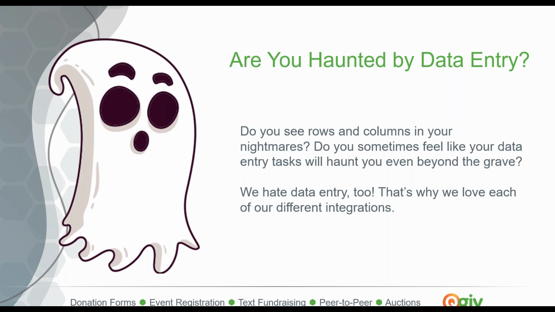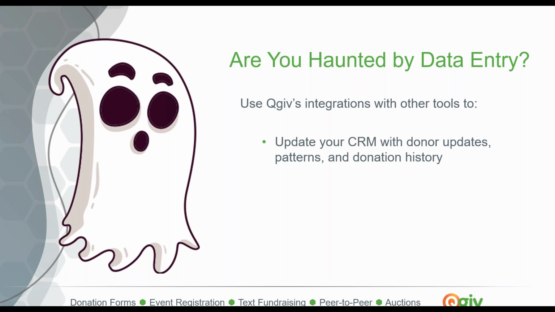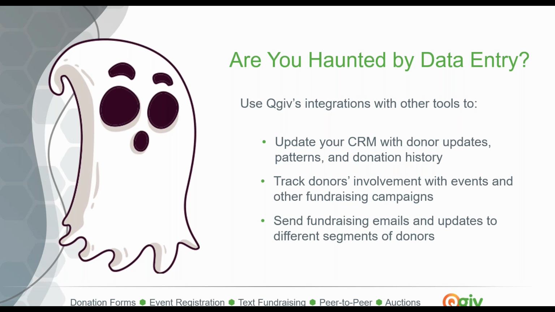We hate data entry at Qgiv. A lot of us do anyway, and that's why we love our different integrations. We've got a ton of different integrations that can make your life a little easier. You can set your integrations to update your CRM. You can track donors' engagement with different fundraising campaigns, and then use that data, spread it to your other platforms and services using our integrations, and send fundraising emails and communications that will be relevant to donors and inspire them to give.